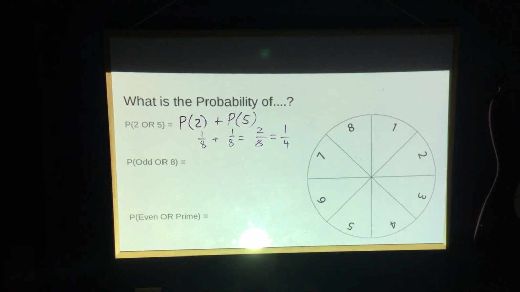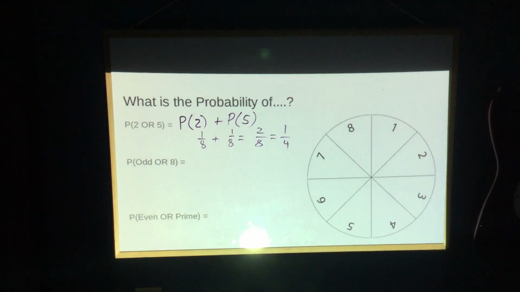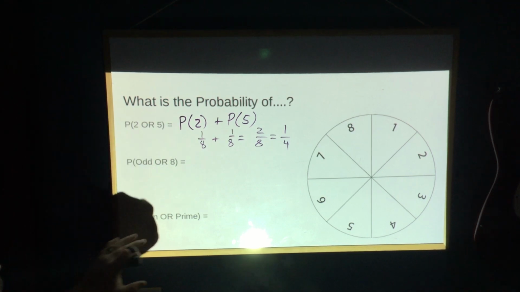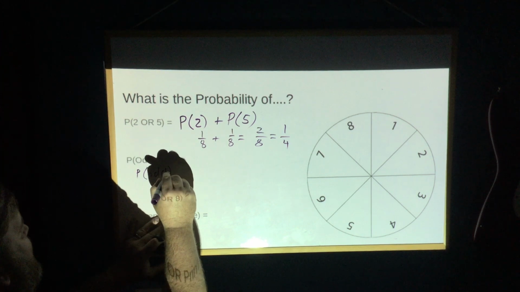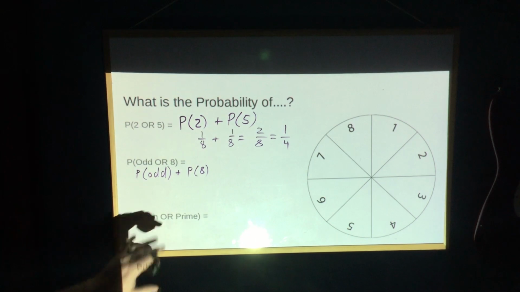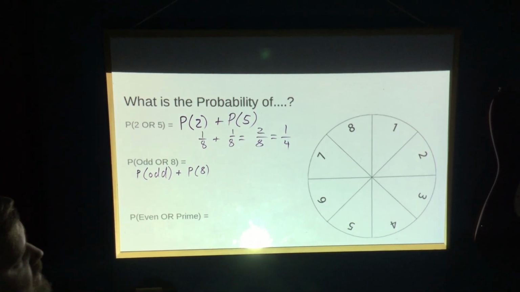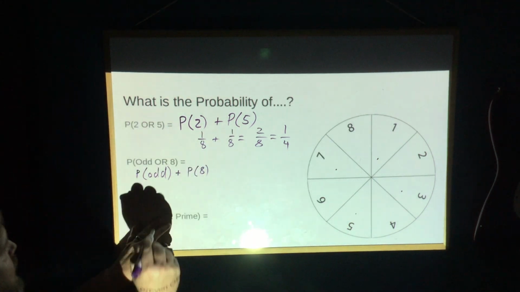All right, let's look at the second example. The probability of odd or an 8. Now, 8 is not an odd number, so these cannot happen at the same time. So once again, we have an example where they are mutually exclusive. So I simply take the probability of the first one and add it to the probability of the second one. The probability that it's odd is 1, 2, 3, 4 out of 8.